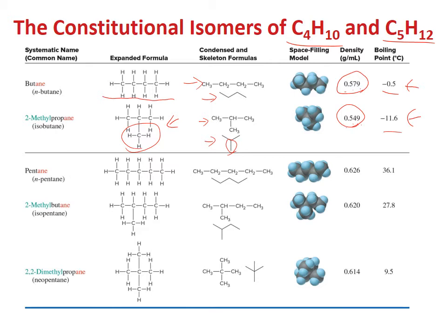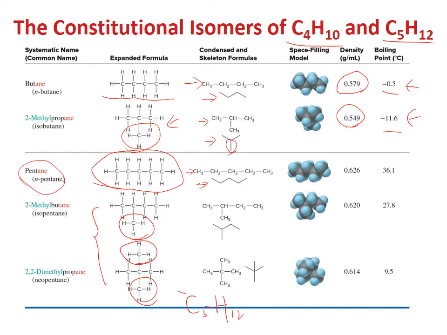Here we show pentane, a 5-carbon chain, with its condensed formula and skeleton formula, and two isomers, one with one branch and one with two branches. They all have the same formula. If you count carbon 5 and hydrogen 12, all these three have the same formula, but they have different structures. They are constitutional isomers, and they have different densities and different boiling points. They are different molecules.